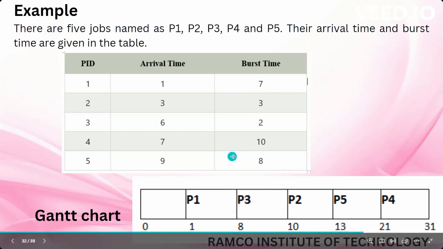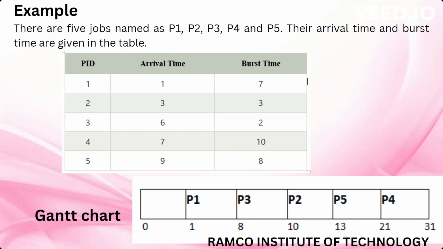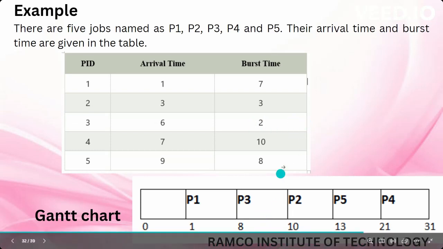So next process will be P3. P3 has the least burst time among the available processes. So next the scheduler will select the process P3. P3 will be executed for the next 2 units of time. So the completion time of P3 is 10. Here the response time is 8 and the burst time of P3 is 2. So 8 plus 2, 10.